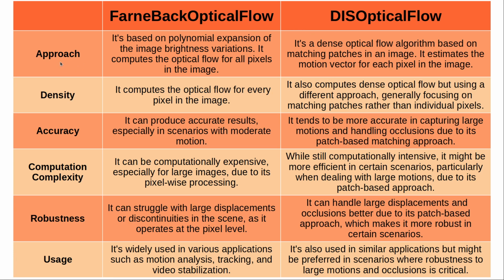For example, about the approach, Farneback optical flow produces the result based on image brightness variations. We can understand it as pixel differentiation, but this optical flow uses a different approach, which is based on matching patches in an image, so a kind of motion vector is used.